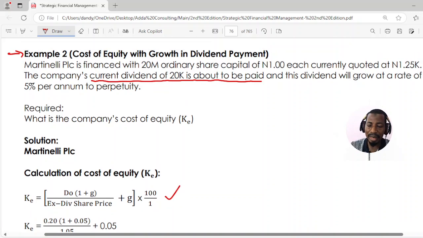My current dividend is 20 kobo. That's the 0.2 you are seeing there. Then 1 plus the growth rate, the g, has been given to me as 5%. So 1 plus 5% will give me 1.05. Then the denominator is the ex-div share price. I don't have the ex-div share price. The examiner has given me the cum-div share price to be ₦1.25.